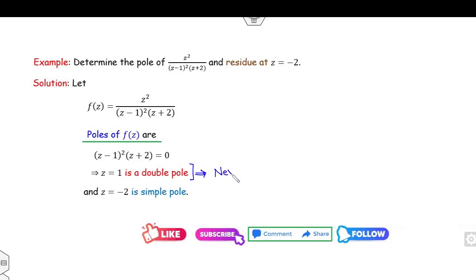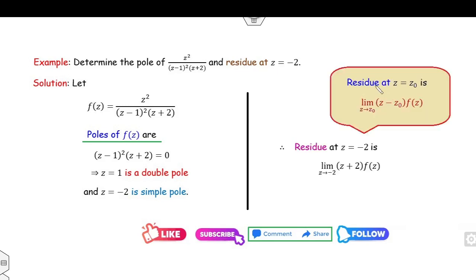That we will discuss in our next lecture, because today's lecture is only on the simple pole. Now your target is to find the residue at the simple pole. So how can you find that? I can use the limit as z approaches -2 of (z - z0), that is (z + 2), times f(z). I can substitute the value of f(z), and you can see z + 2 will be cancelled out.